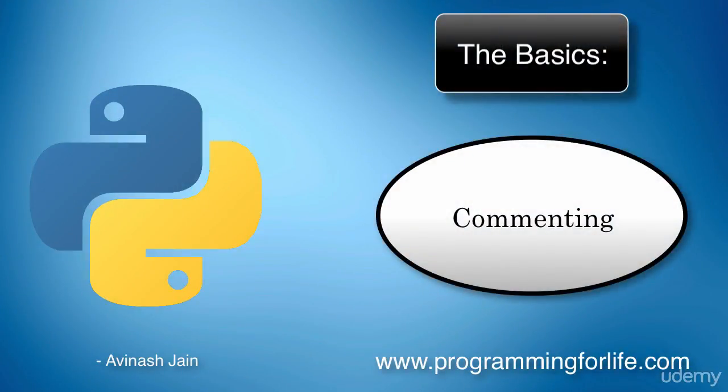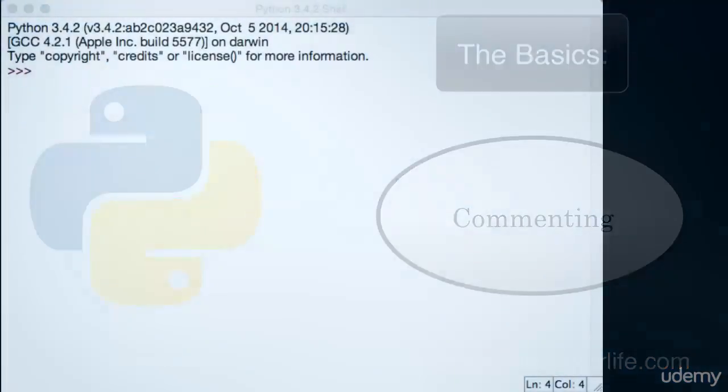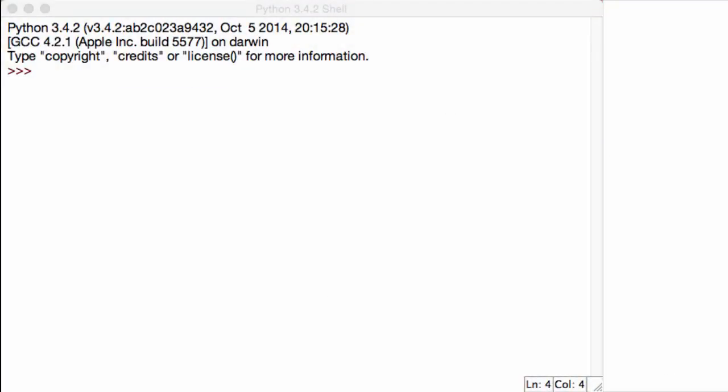Alright, so before we head on to some more complex stuff like functions and object-oriented programming, I want to cover some of the basic problems you might be having with Python. The first is commenting. In any programming language that you'll ever deal with, commenting is a must.